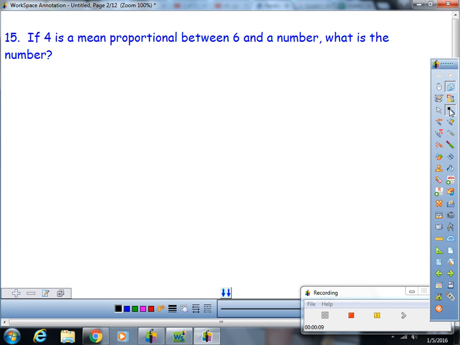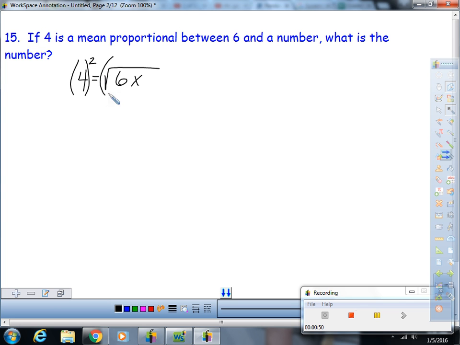All right. If 4 is a mean proportional between 6 and a number, what is the number? So we know that 4 is equal to the square root of 6 times x, okay? Every mathematical operation that you learn has an inverse. So what is the inverse of square root? What's the opposite of square root? That's what inverse means. How do I get rid of something?